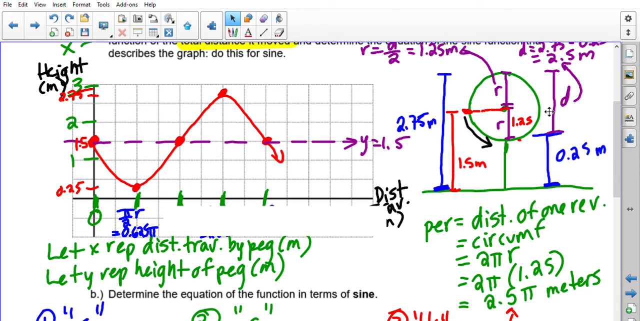Now, when I rotate back up to the central position over here, I have rotated an angle of 180 degrees, and that's considered pi. So my distance traveled is going to be pi times r, 1.25 times pi. And then when I come up to the top, I will have rotated through an angle of 270, which is 3 pi over 2. So that value is 3 pi over 2 r, which becomes 1.875 pi. And those will be your x coordinates.